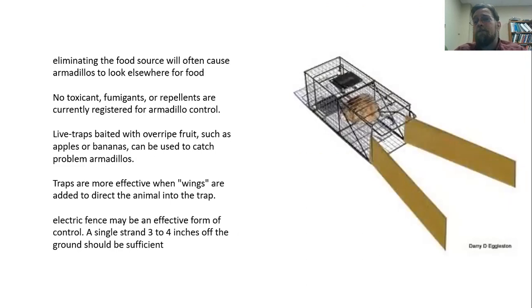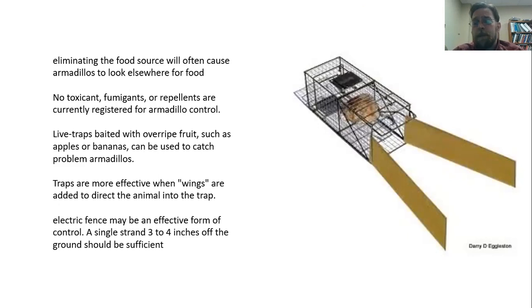Again, the ideal way to get rid of armadillos is to get rid of their food source. If you treat for insects in your yard, get rid of the white grubs that are in there, that is going to do a very good job of convincing the armadillo that it needs to look somewhere else for food. There aren't any effective repellents that can be used, so that's not very effective.